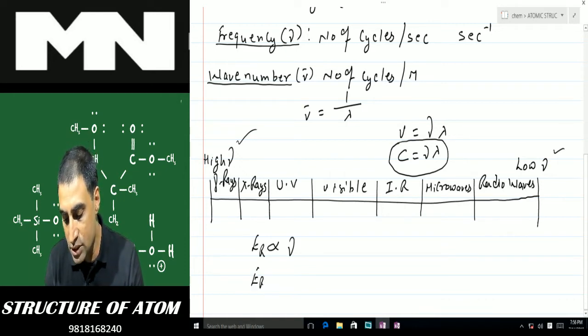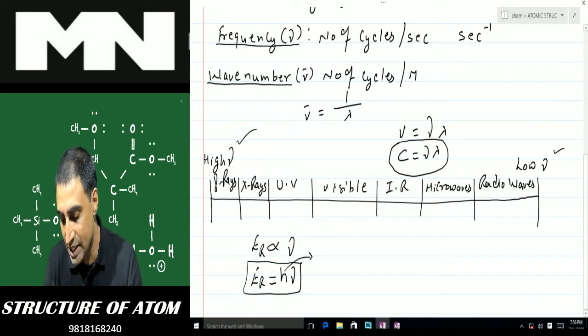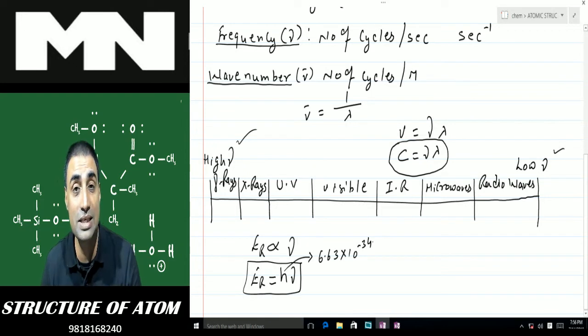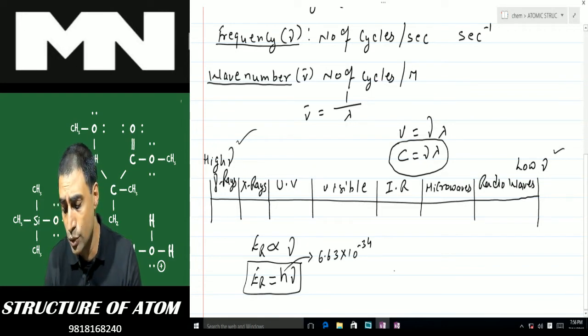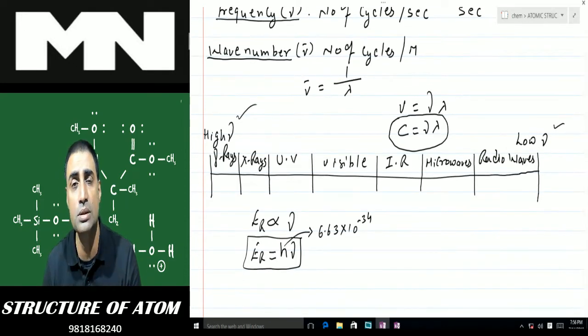If I remove this proportionality, I have to put in a proportionality constant, that is h. So energy of radiation is equal to h nu, where h is the Planck's constant, 6.63 into 10 to the power minus 34 is its value. This value we are going to use in a large number of numericals. Whenever you are given frequency and asked the energy of that radiation, you simply have to multiply it by Planck's constant. So energy of radiation is equal to h nu.